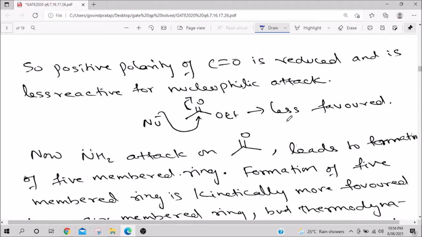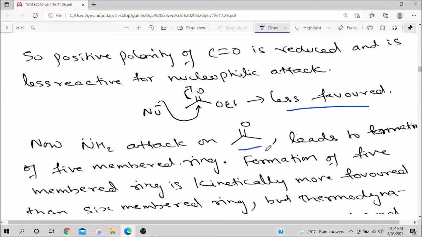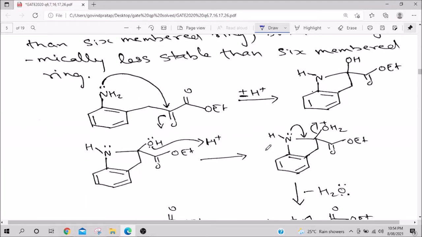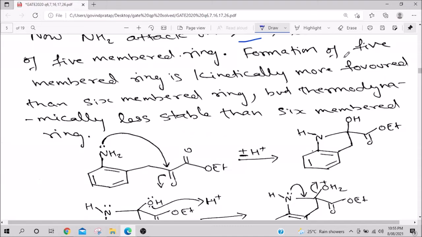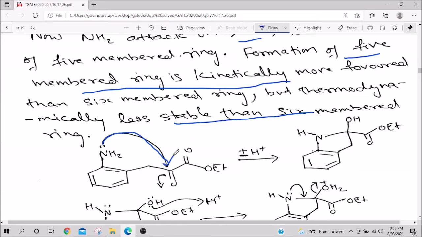So, what I said is I have written here less favored, whereas this one leads to more favored. So, what all I said is written here, formation of 5-membered ring is kinetically more favored than 6-membered ring, but thermodynamically less stable than 6-membered ring. So, let us see what happens here. Now, this NH2 attacks on this carbon and this one goes up, and while it goes up, it takes away the proton from this nitrogen because nitrogen gets positive charge. Because you all are smart enough, I am not writing that part, I am just writing here OH.